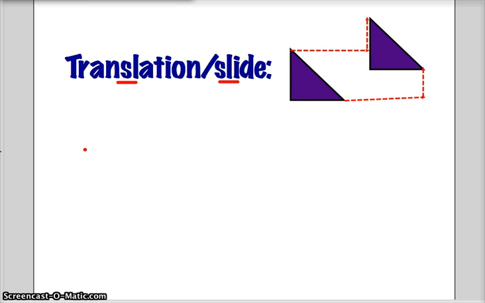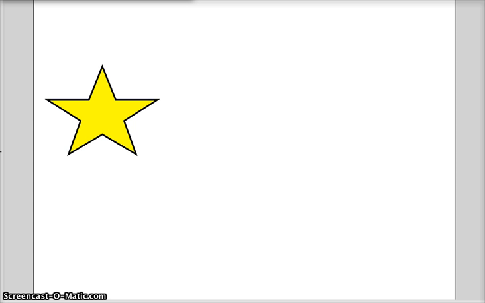Our second type of transformational symmetry is a translation or a slide. And that just means to slide or move an object from one spot to the next. This star, for example, I can translate or slide to the upper right-hand corner, to the bottom right-hand corner, just a little bit to the side of this. You can translate this in infinitely many different ways, but it's still the exact same star. I haven't changed it in any fundamental way. All I've done is moved where it is.